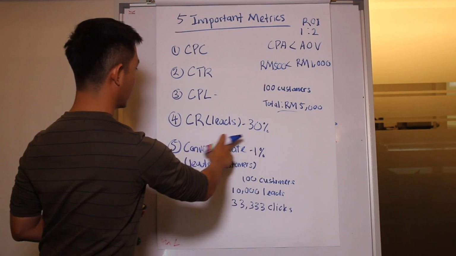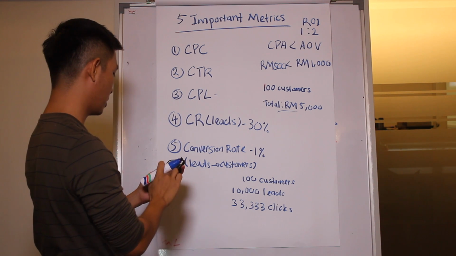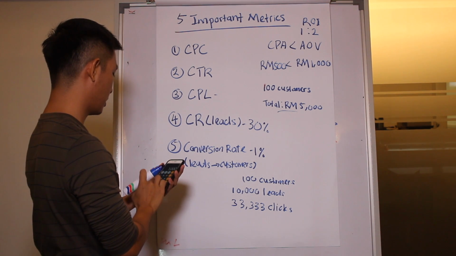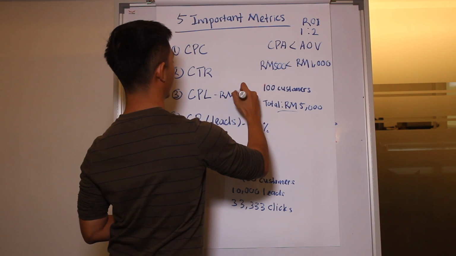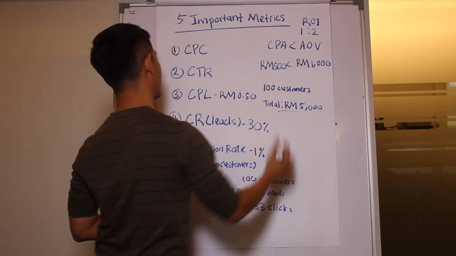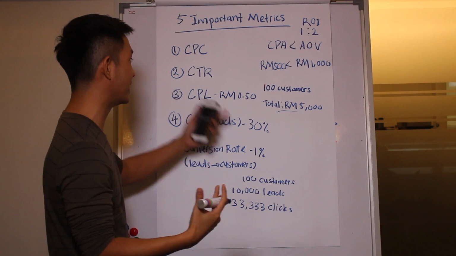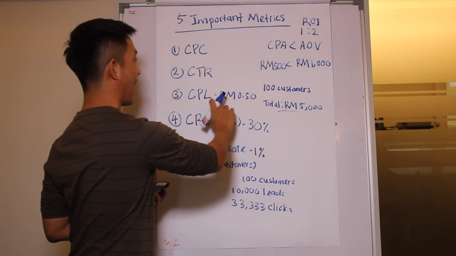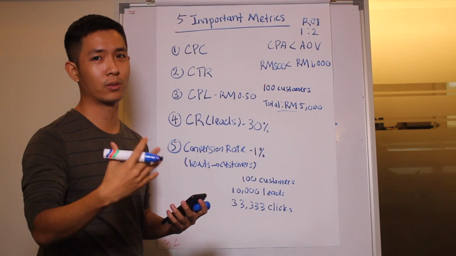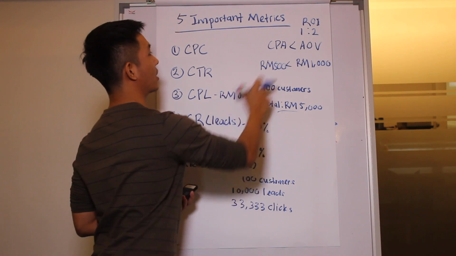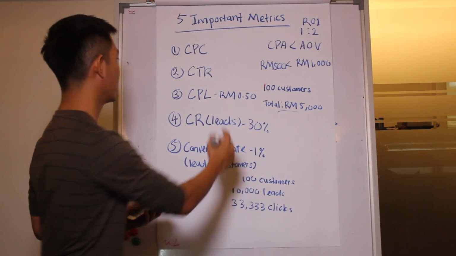So 5,000 divided by 10,000 is 50 cents. So this number means the maximum cost per lead that you can go. If it's higher than 50 cents, that means you have to do something with your ads. If not, you cannot hit the ROI that you set at the very beginning.